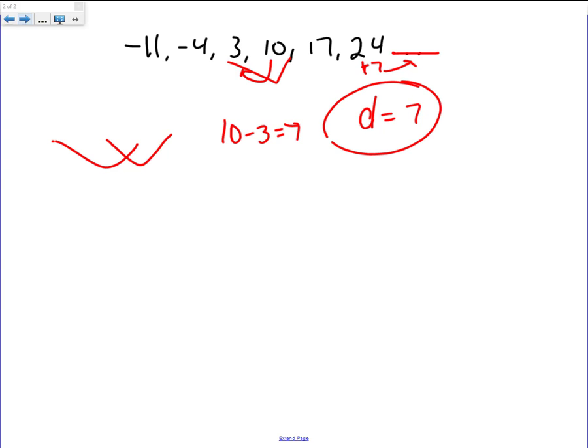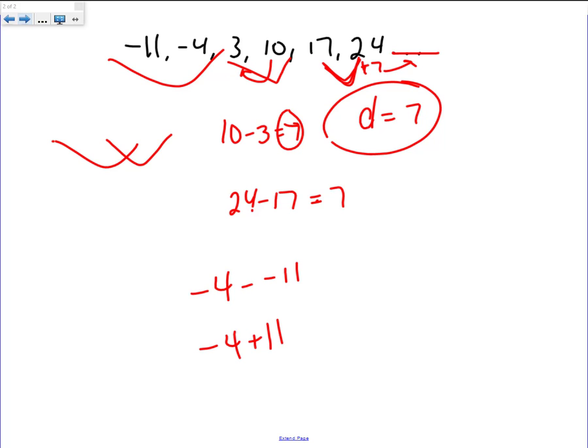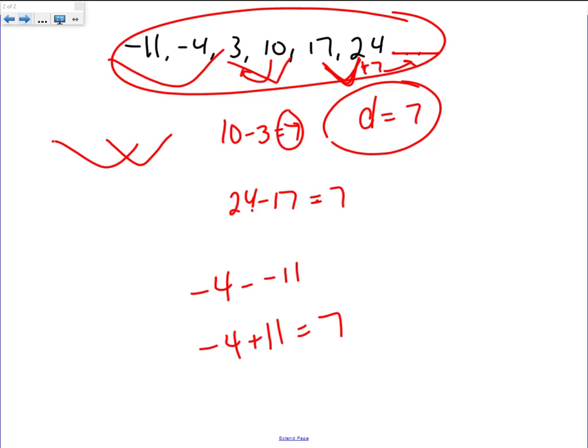If you wanted to check this and make sure that this was an arithmetic sequence, for some reason the instructions did not tell you that it was arithmetic, you could perform the 10 minus 3 and get 7. You could also choose this right here and do 24 minus 17 and you would still get 7. You could also go back down here and do a negative 4 minus a negative 11. Well, two negatives make a positive, so I'm adding 11, and so this becomes a positive 7. So no matter how you perform this, any place in the sequence, you choose a term and subtract the one in front of it, you're still going to get the answer of D equals 7.